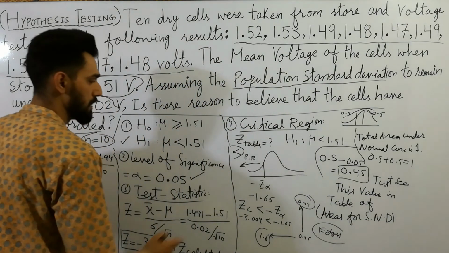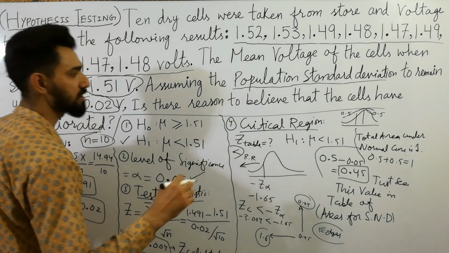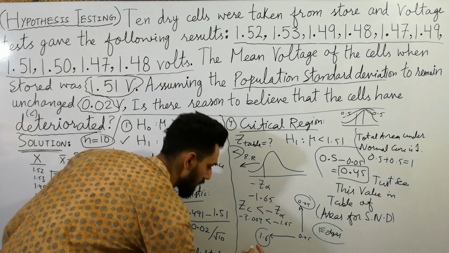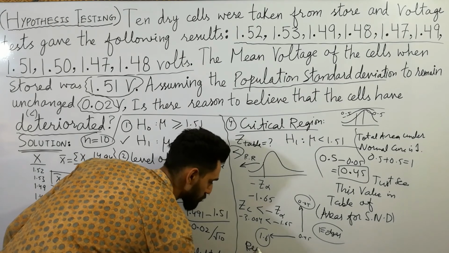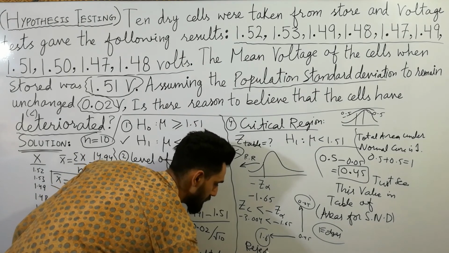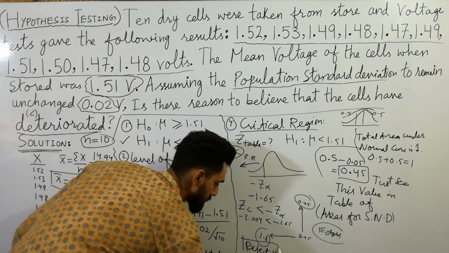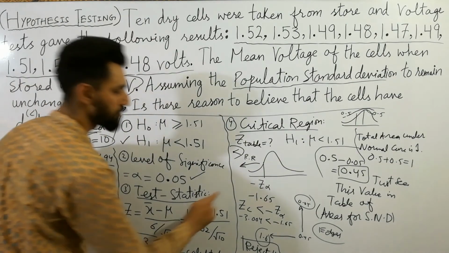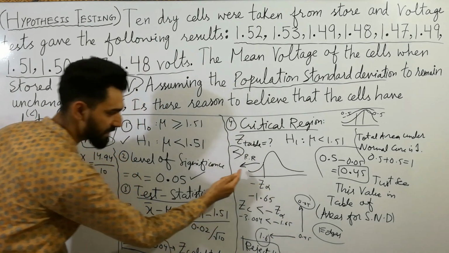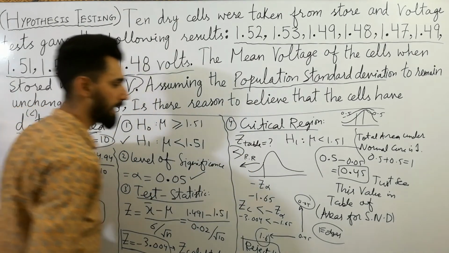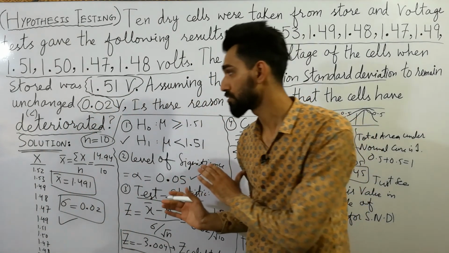So we can write here the conclusion. The conclusion is to reject H naught. You can write the conclusion of this case: reject H naught because Z falls in the critical region. I hope that you are clear about the concept of this question.